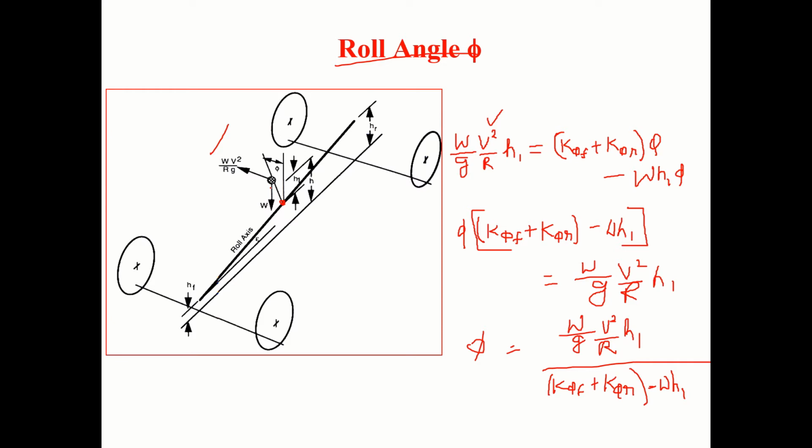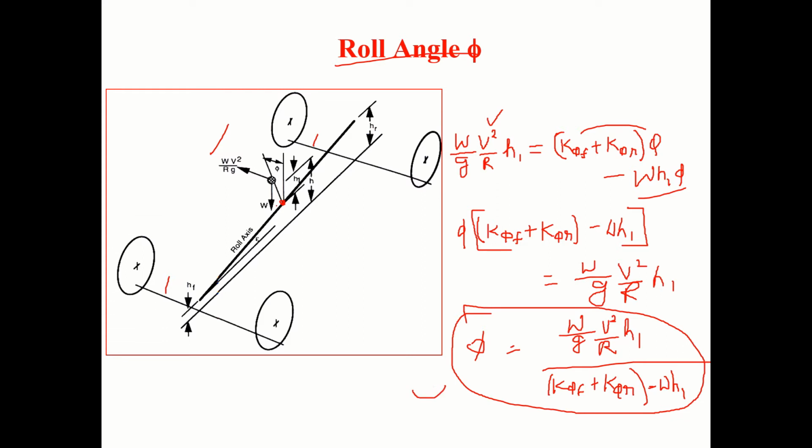Then the weight into this distance, that is what you have taken, W H1 by phi. This is also a clockwise moment. And of course you have roll stiffness from this suspension that is acting in the counterclockwise direction. By equating these two, I get phi, the roll angle.